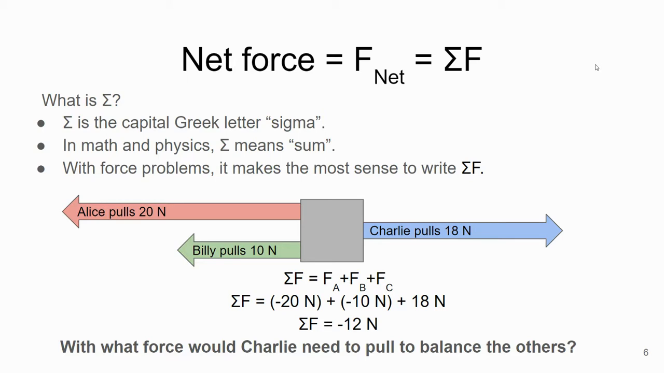So with what force would Charlie need to pull to balance the others? If Charlie were pulling with 30 newtons to the right, that would balance them out, and there would be no net force on the box.